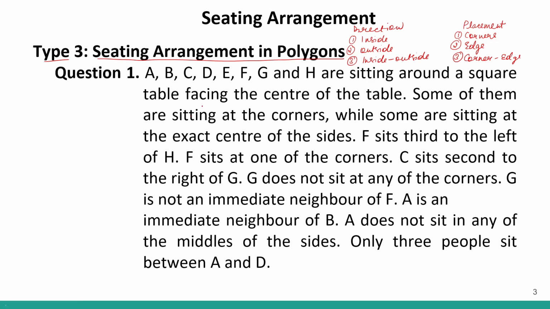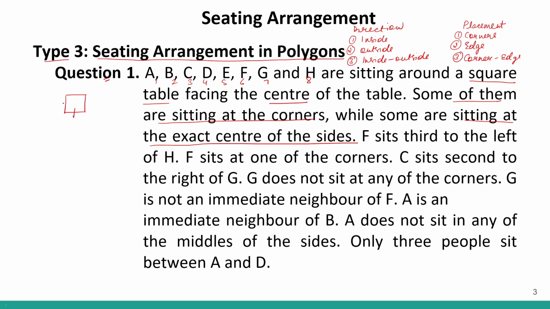Okay, now, let us start with question number 1. Question number 1 says that A, B, C, D, E, F, G and H. How many people are there? 1, 2, 3, 4, 5, 6, 7, 8. 8 people are there that are sitting around a square table facing the center of the table. Okay. So, there is a square table and everybody is facing towards the center. Some of them are sitting at the corners while some are sitting at the exact center of the sides.